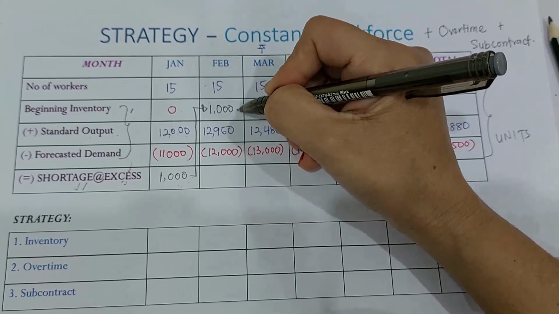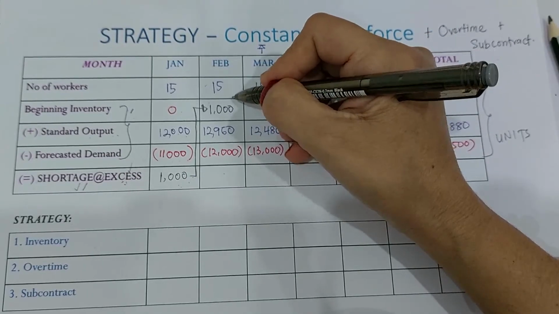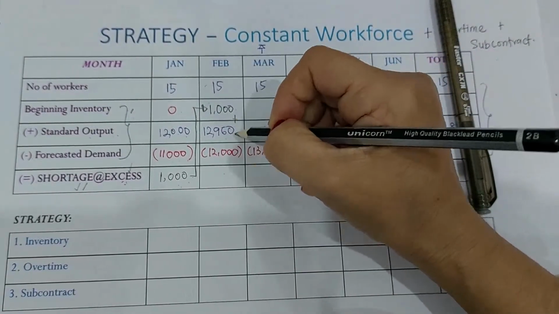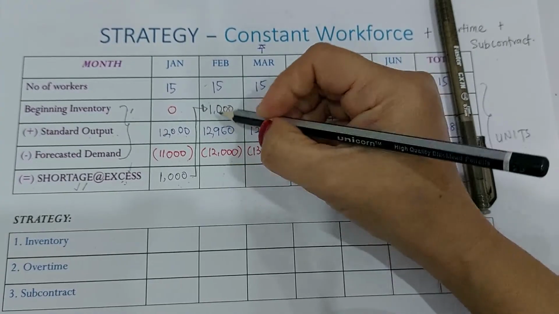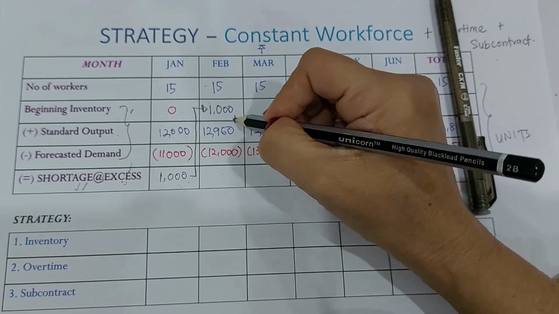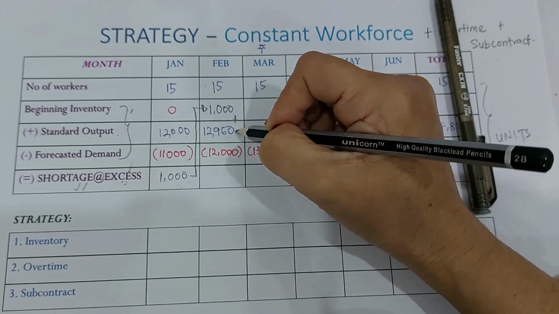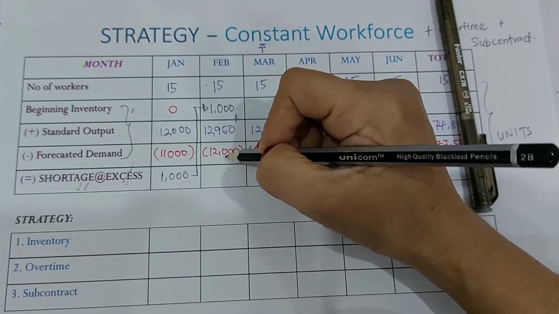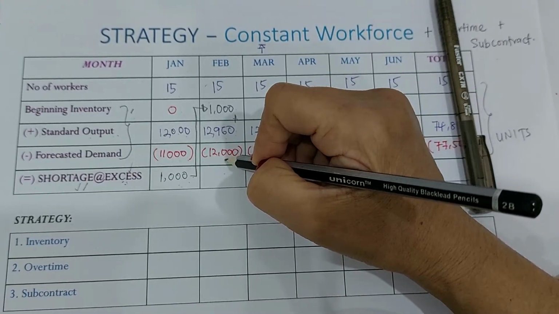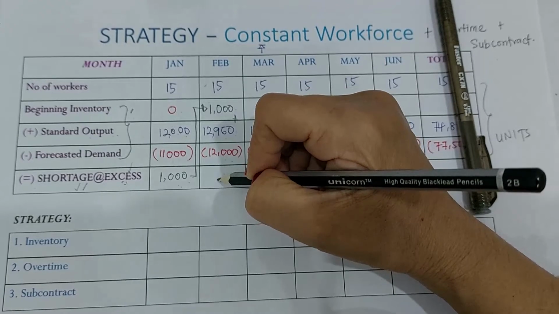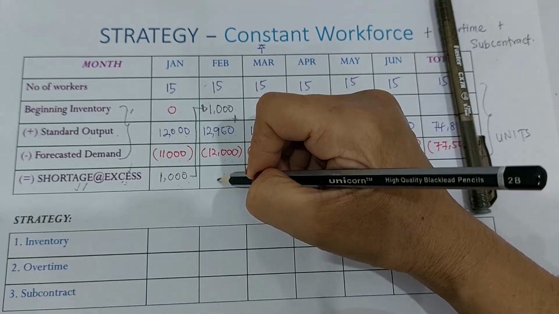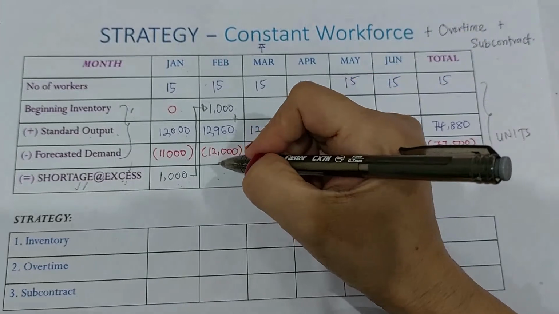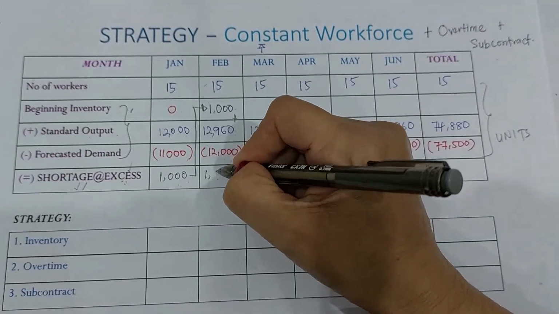So let's settle for February, the calculation whether we have excess or shortage. 1,000 we add with 12,960, we minus off 12,000. Kita ada stok lebihan daripada bulan lepas, and the company can produce 12,960 units in February, and the customer's demand for our product is 12,000 units. So let's check whether we have shortage or excess. Again it gives us an excess of 1,960.